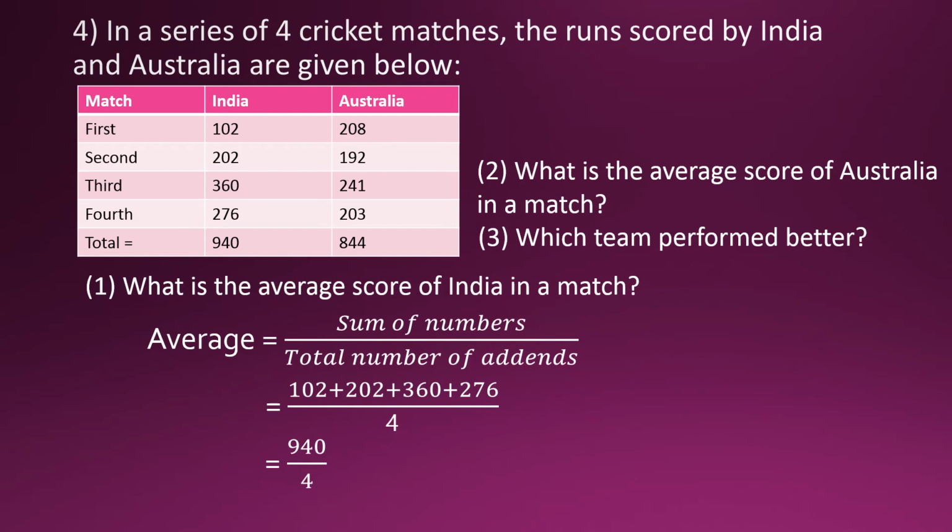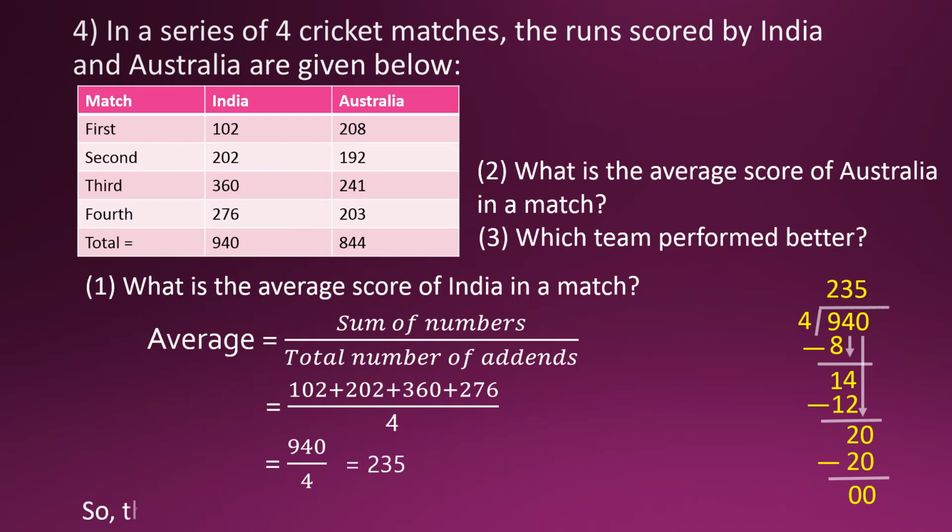Now do the addition. We get 940 divided by 4. If we divide 940 by 4, we get 235. So the average score of India in a match is 235 runs.